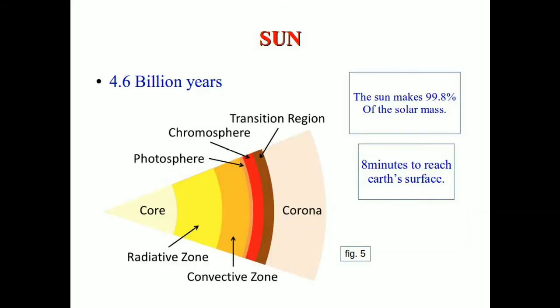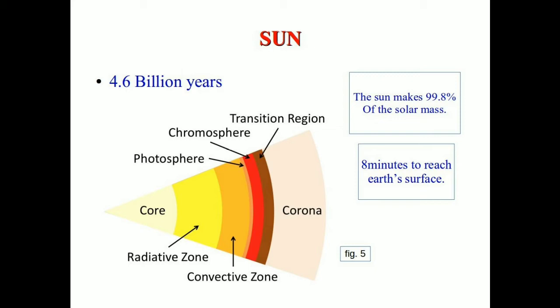Sun. The Sun is the star at the center of the solar system. It is the most important source of energy for life on Earth. It is mainly made of gases like hydrogen and helium. It formed approximately 4.6 billion years ago. It accounts for about 99.86% of the total mass of the solar system.